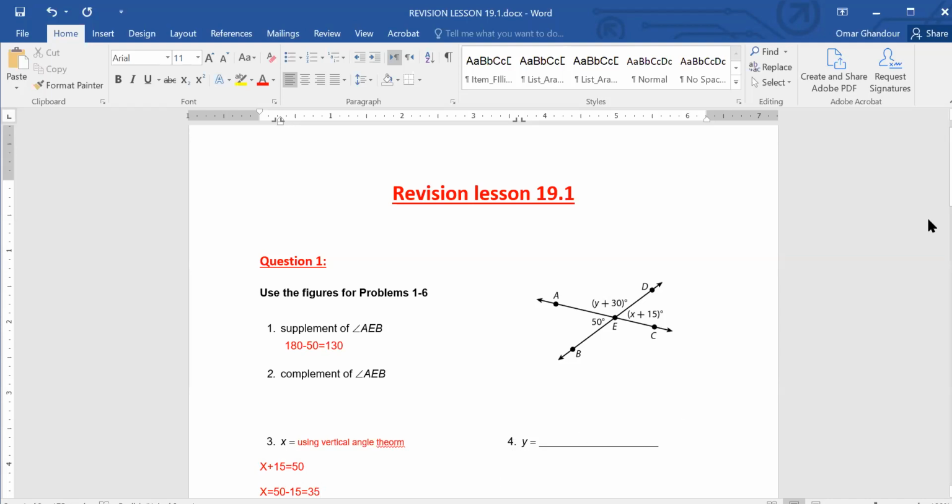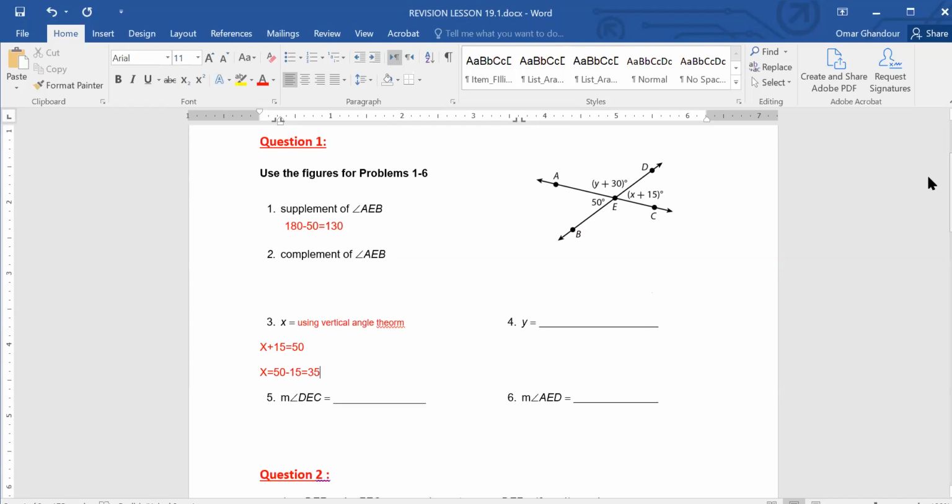Very well. I will leave question 4 for our online session. Okay, find measure angle DEC. Since angle DEC, as you can see, is x plus 15, and we already found x to be 35, it's going to be 35 plus 15, which is 50 degrees. And again, I will leave AED for our online session.